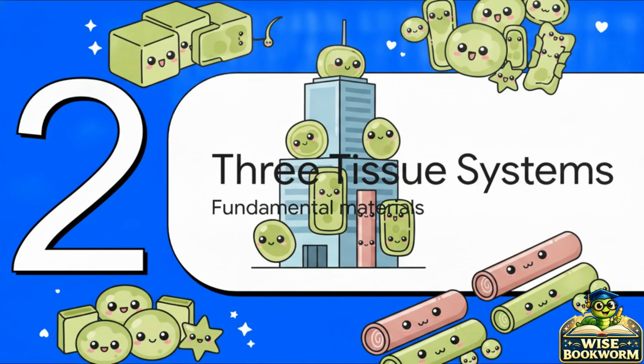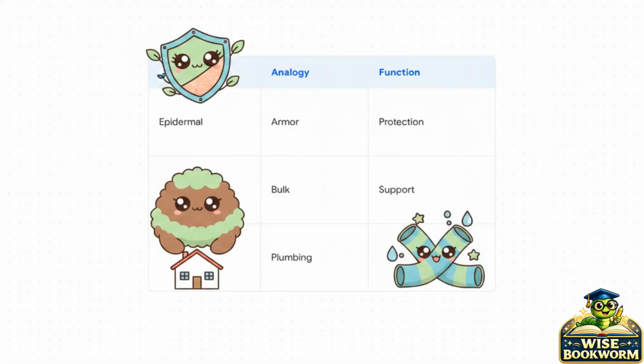These are the fundamental building materials of our plant. If you're building a skyscraper, you obviously need specialized materials. Plants do exactly this by organizing their cells into 3 main systems based on where they're located. First up is the epidermal tissue. That's the protective outer armor. Next, the ground tissue, which acts as the structural bulk and insulation. And finally, the vascular system, which is basically the complex internal plumbing that moves water and nutrients around. Let's break these down one by one.